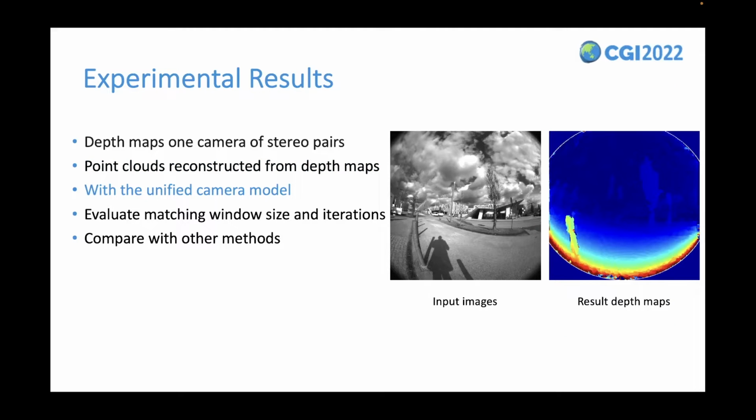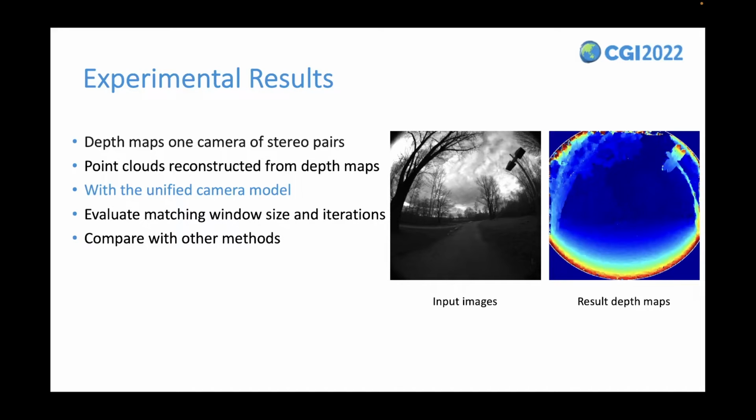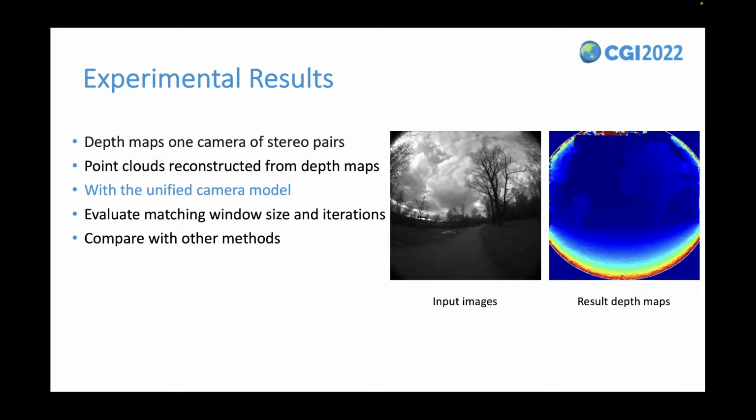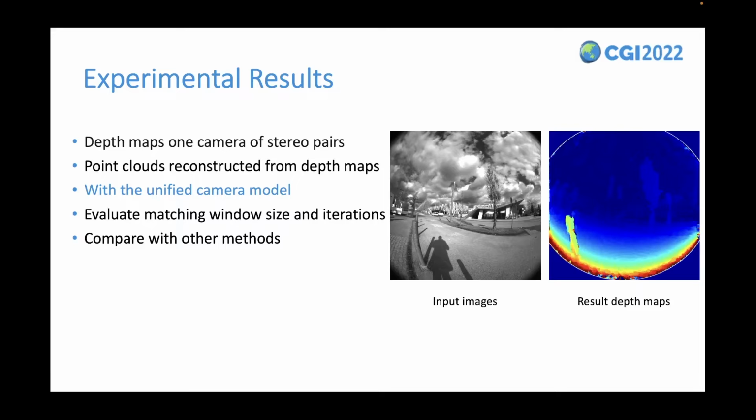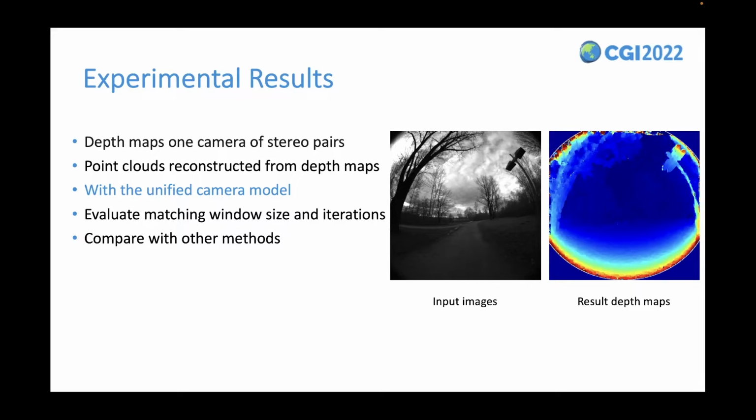Moreover, our algorithm can work for any camera projection model as long as it has a closed form inverse. Here we present the results by applying the unified camera model. The depth maps shown in the previous slides are generated with the double sphere camera model. It means our algorithm can generate high-quality depth maps under the unified camera model.